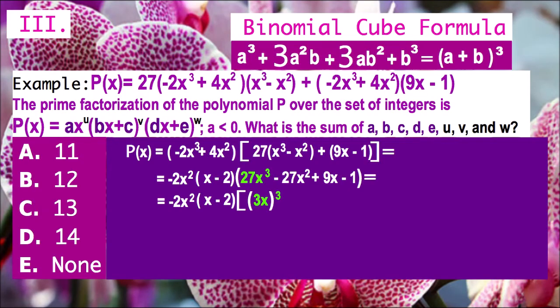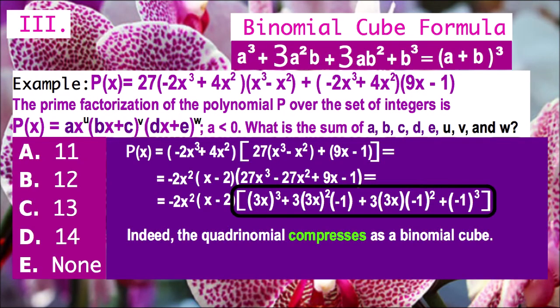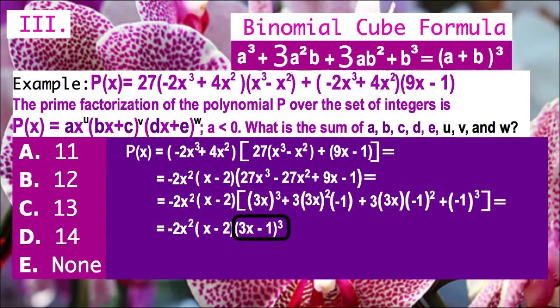This results in 27x cubed being written as 3x everything cubed plus 3 times the quantity 3x everything squared times negative 1 plus 3 times 3x times the quantity negative 1 squared plus negative 1 cubed. So indeed, this quadrinomial compresses as a binomial cube. That specific binomial cube being 3x minus 1 everything cubed.